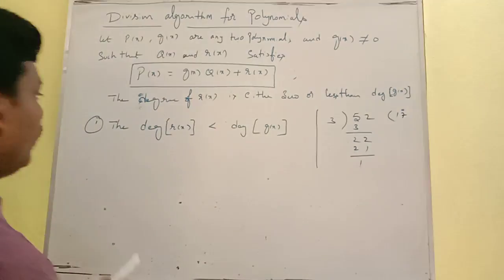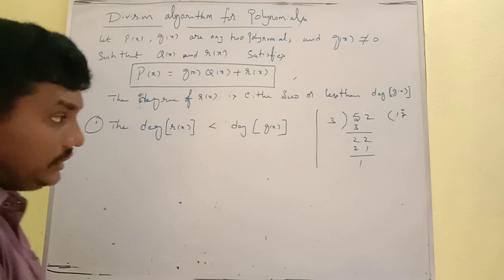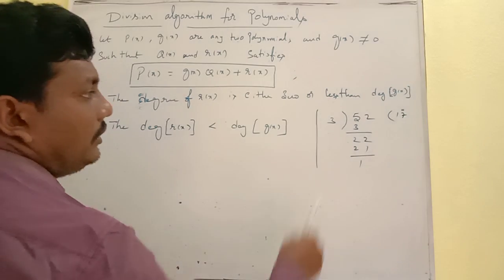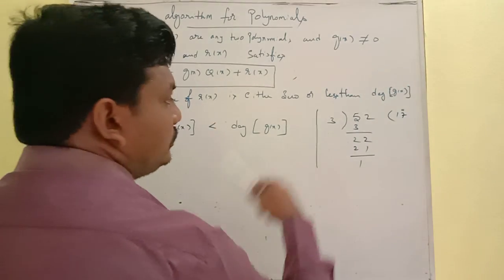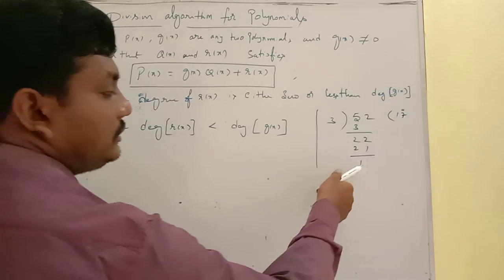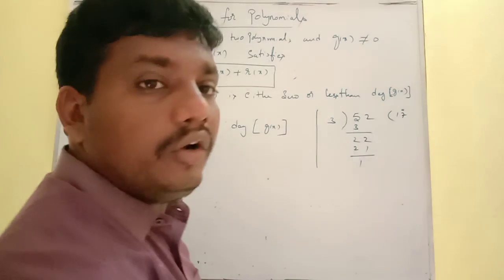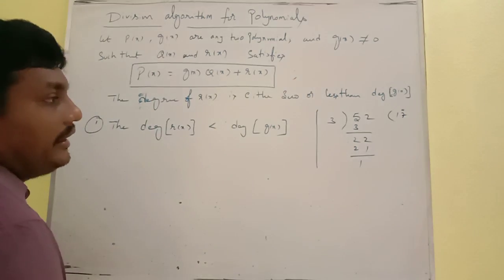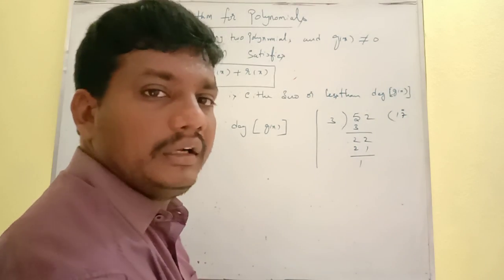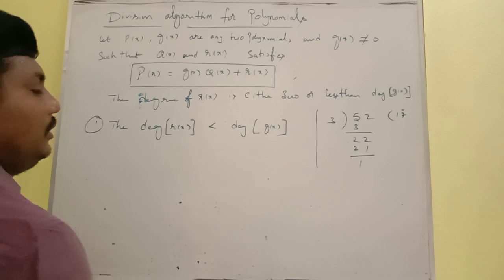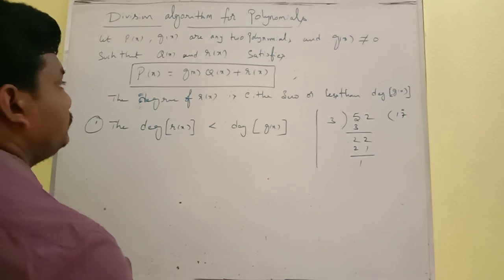If the degree of r of x is 0, yes, it is possible. Degree of r of x being 0 means it is a constant polynomial. So this is the first point we have to remember.